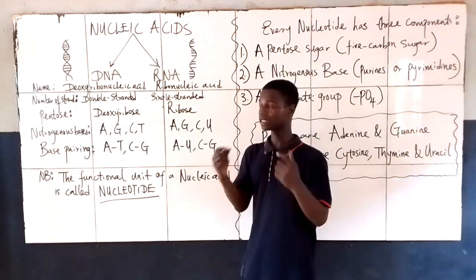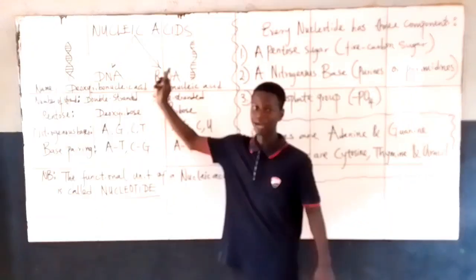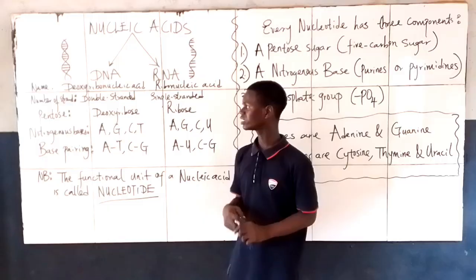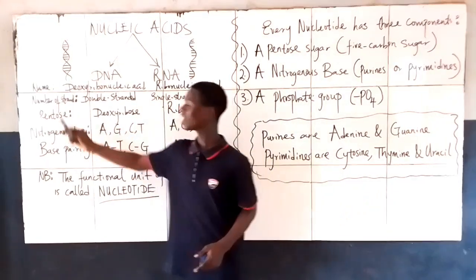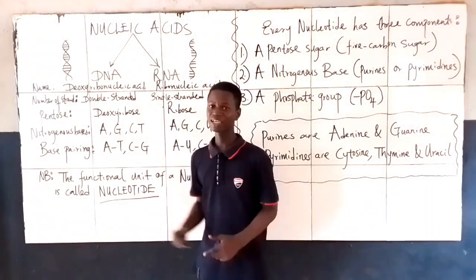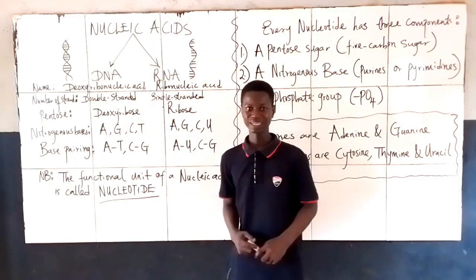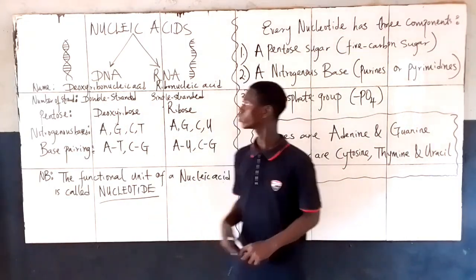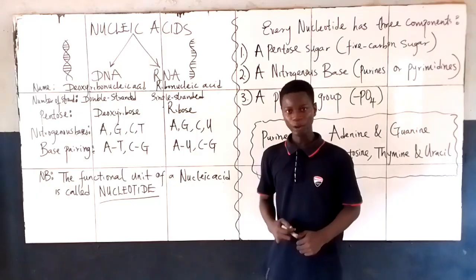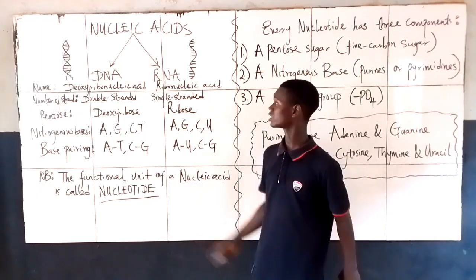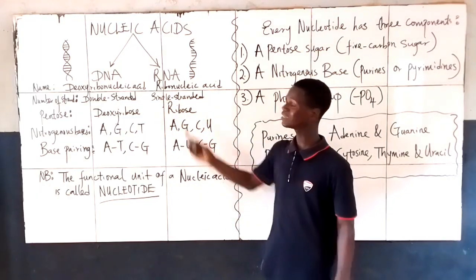There are differences in the composition of the DNA and RNA. Aside that difference, what else? The number of strands. The number of strands for DNA is 2. So we say DNA is double-stranded. It's a double-stranded molecule. While for RNA, it is just one strand. So it's a single-stranded molecule.